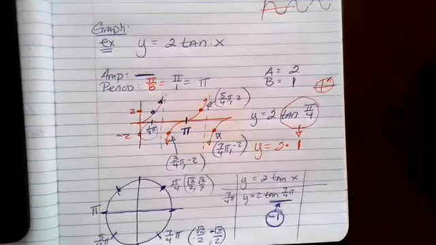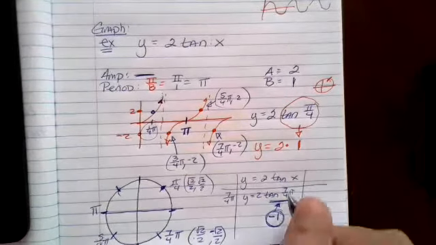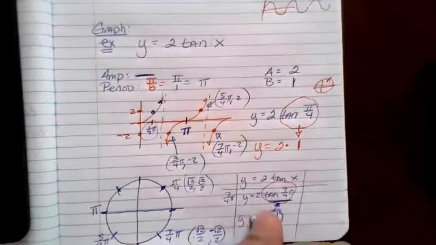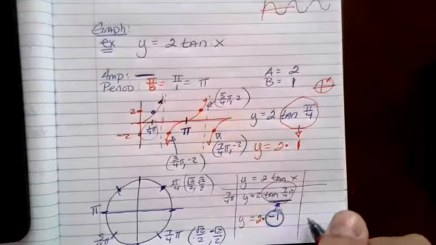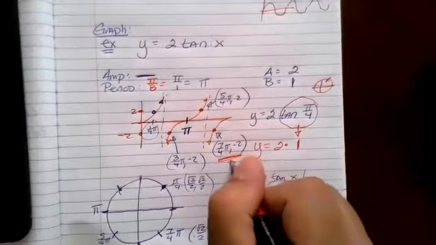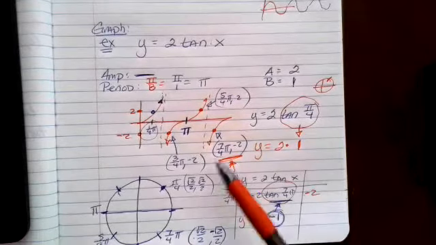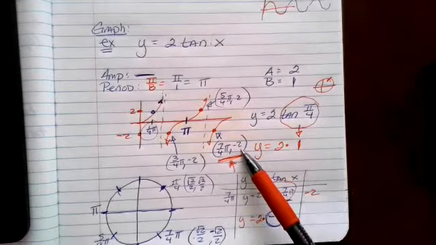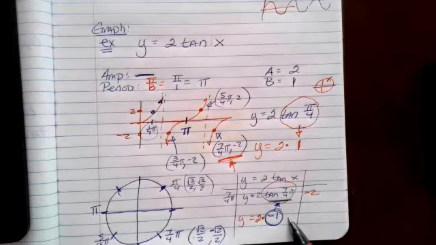Tan of 7/4 pi is negative 1. So I have y is equal to 2 times negative 1, which will give me negative 2, which is true. So if I plug in 7/4 pi, I get negative 2, and that's why.